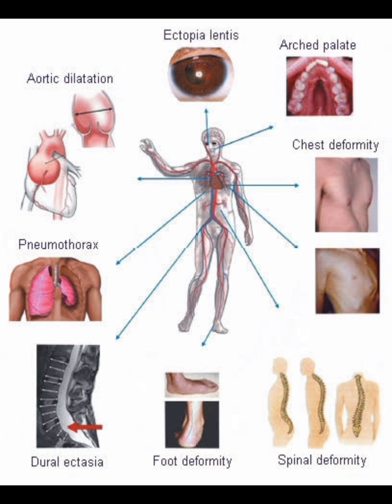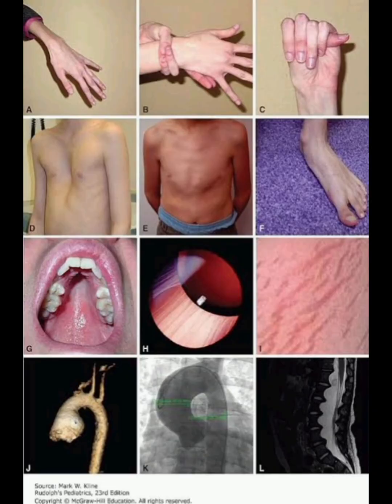On the left side, in the heart we find aortic root dilatation. Look, the aortic root is dilated. Pneumothorax: Marfan syndrome patients are long and thin, so spontaneous pneumothorax occurs. And dural ectasia. On the right side, we find a high arched palate. Look how the high arched palate is present. Then chest deformity, as you already know, pectus excavatum and pectus carinatum. And there is spinal deformity, that is scoliosis, the kyphoscoliosis. These are present. So look at this image.